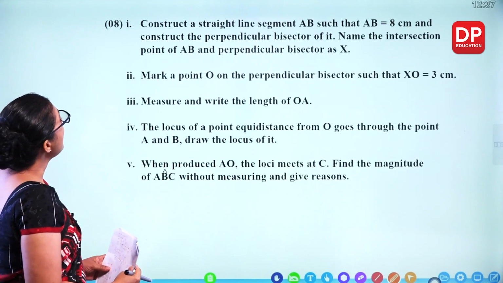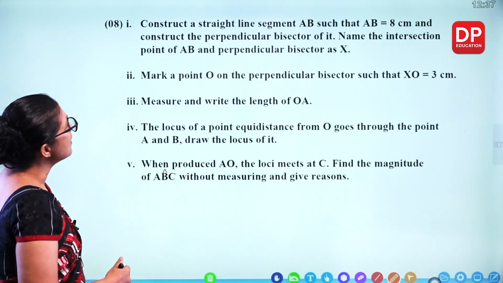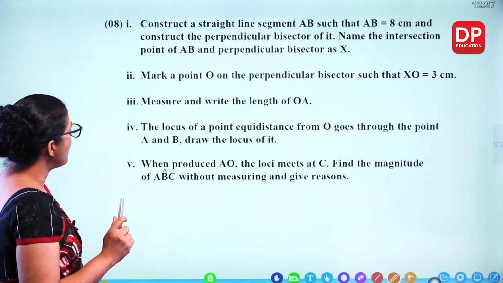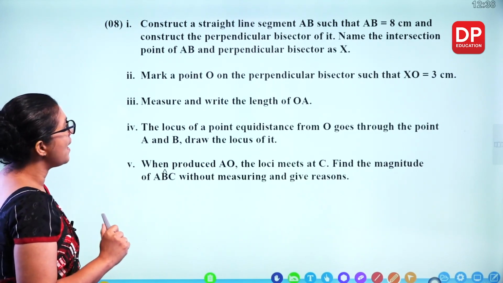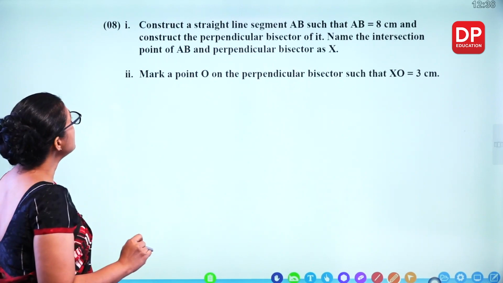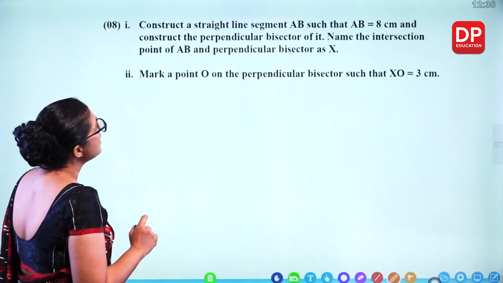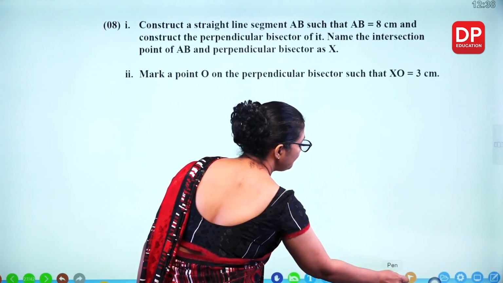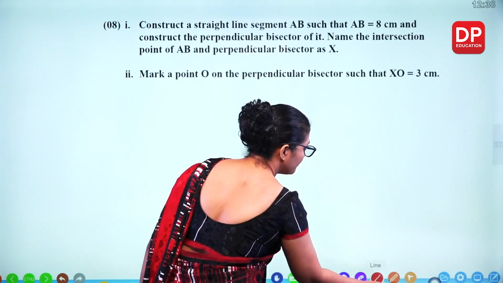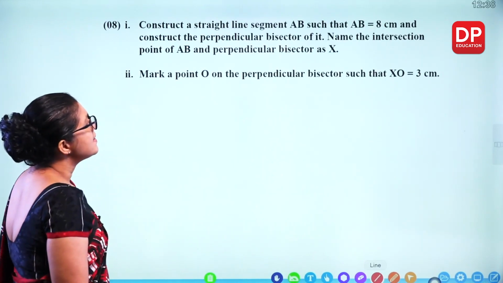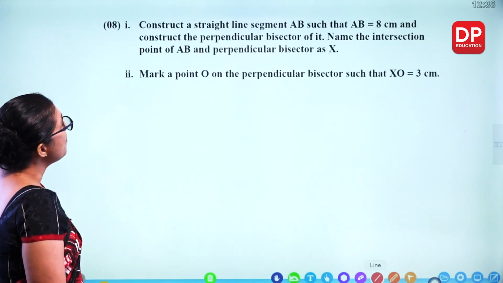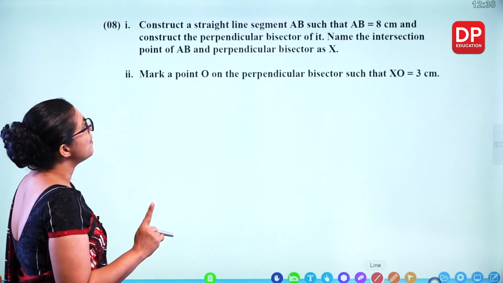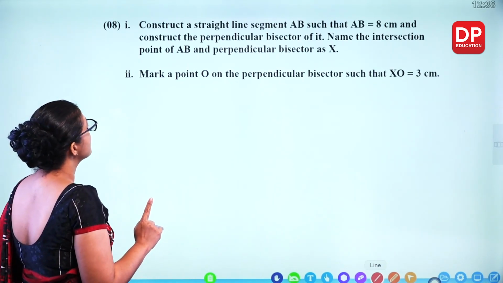Now we'll take 8th question, that's construction. Construction means you can use only the ruler and the compass. So 5 parts are there. So we'll try to do that. Construct a straight line segment AB such that AB is 8 centimeters and construct the perpendicular bisector of it. Name the intersection point of AB and perpendicular bisector as X.